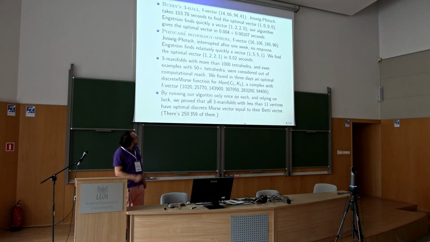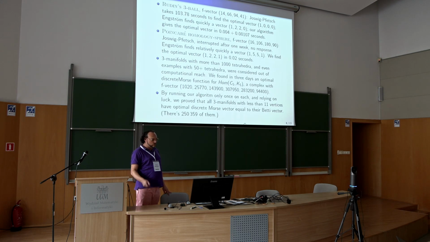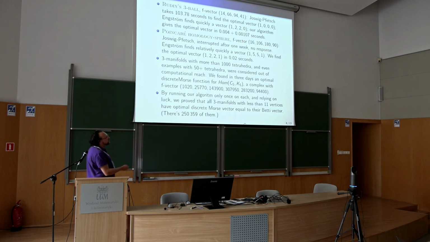We found, in 3 days of work on some old computer in the building, the optimal discrete Morse vector. And you can also use this, not just as applied math, to prove theorems. For example, all 3-manifolds with less than 11 vertices have optimal discrete Morse vector equal to their Betti vector. There are 250,000 plus of these. The way this theorem was proven is by asking the computer, for each example, to shoot once. So one bullet per manifold, and each time the bullet hit the bullseye. Every time, with only one run, the algorithm managed to reduce the triangulation as much as possible.